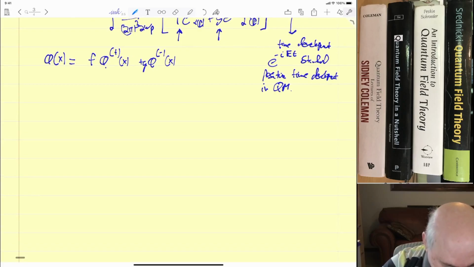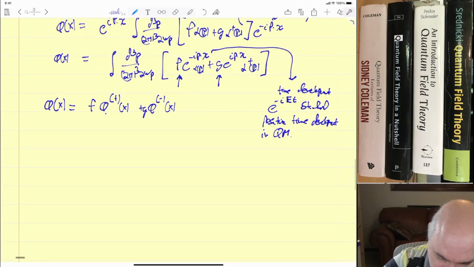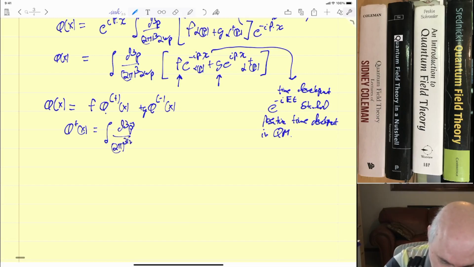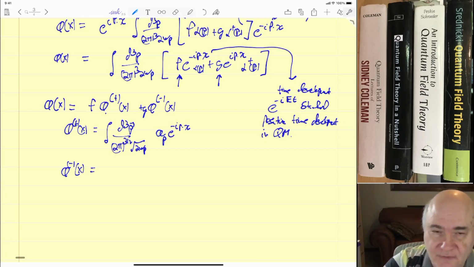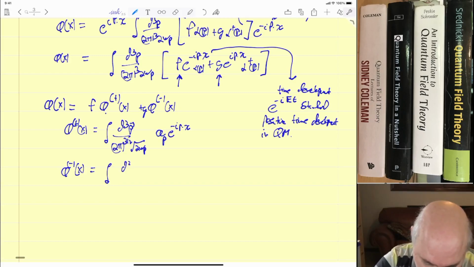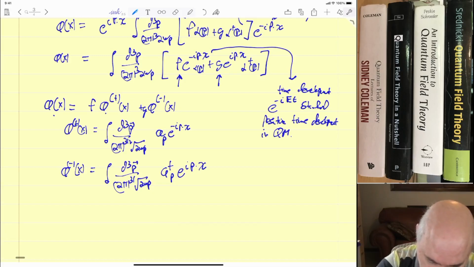Anyway, so here on these definitions, and just from here you can see that phi plus x, d3p. I'm just going to put the a's back in here. You might say, why am I going back and forth? Turns out that the a's and a daggers are more convenient when we use the commutation relations, which we're going to get to in a second. I'll box these.